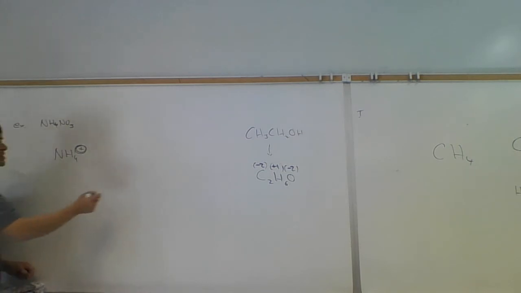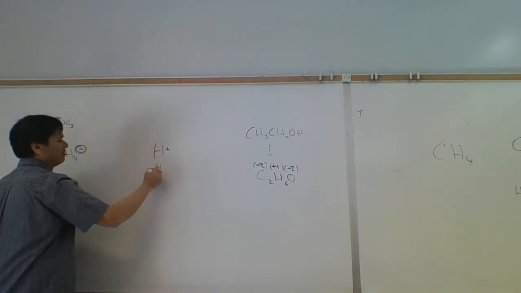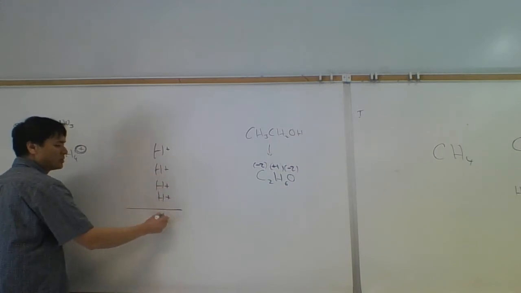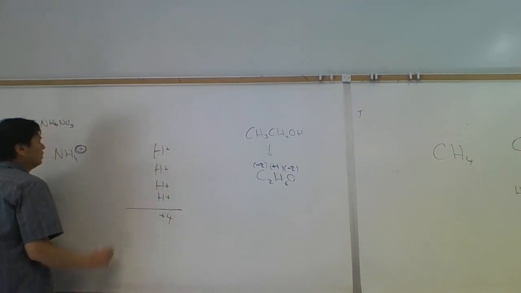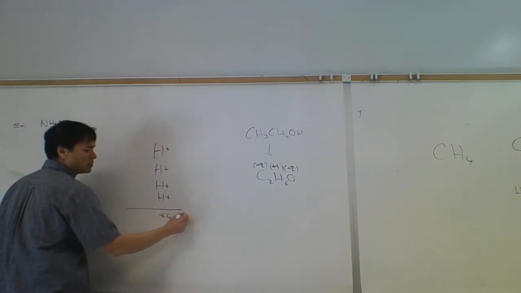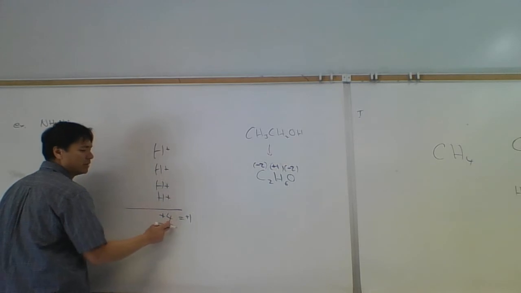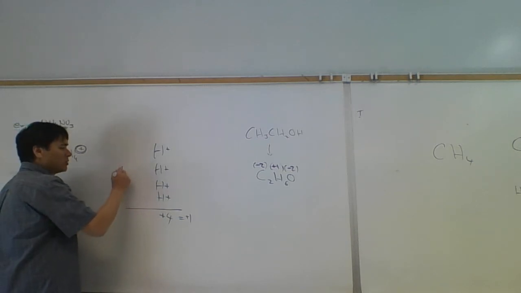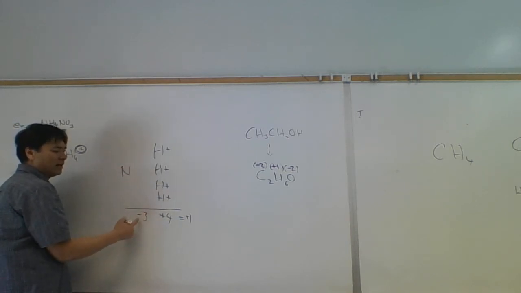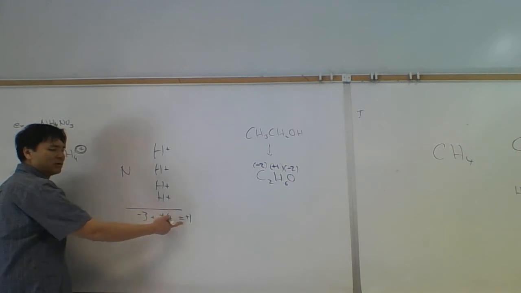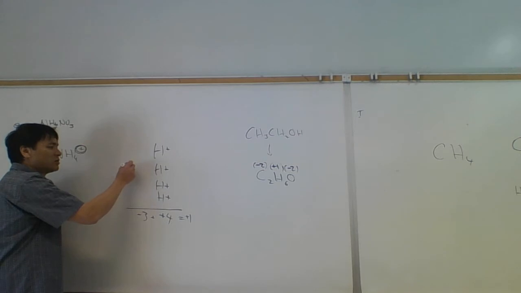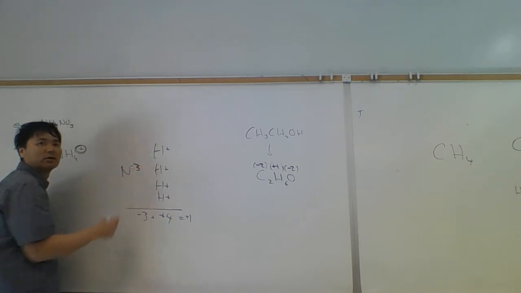Hydrogen. What's the charge on hydrogen? How many do we have? 4. So that gives us a total charge of +4. This whole thing has to have a plus charge. There's got to be an imbalance of electrons so that we end up with a +1 charge. To get that imbalance, we need to add how many negative charges to this? It's got to be -3. -3 plus a +4 gives us a +1, which is the imbalance of charge. And so that means this nitrogen must be a -3.